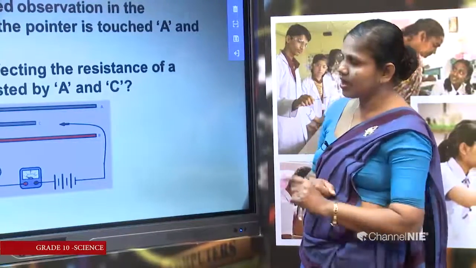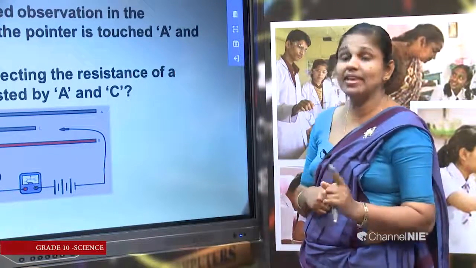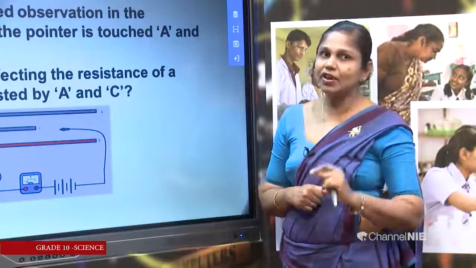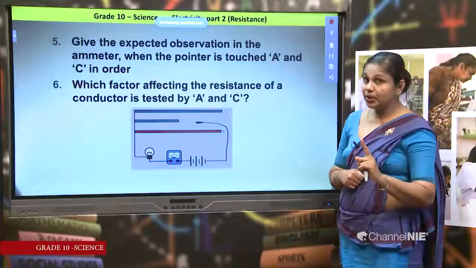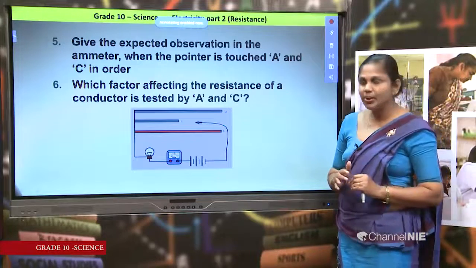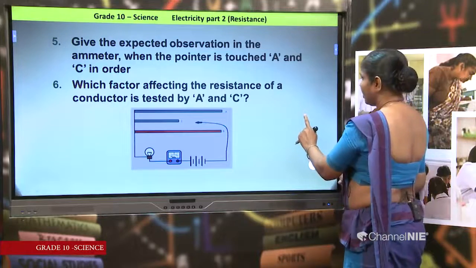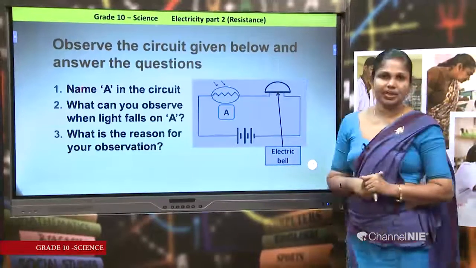Number 6. Which factor affecting the resistance of a conductor is tested by A and C? Length of the conductor. We know that when the length increases, resistance increases. Okay, right. Now move to the next one.